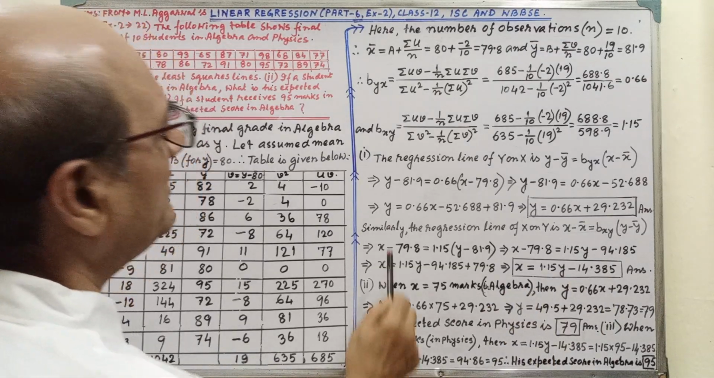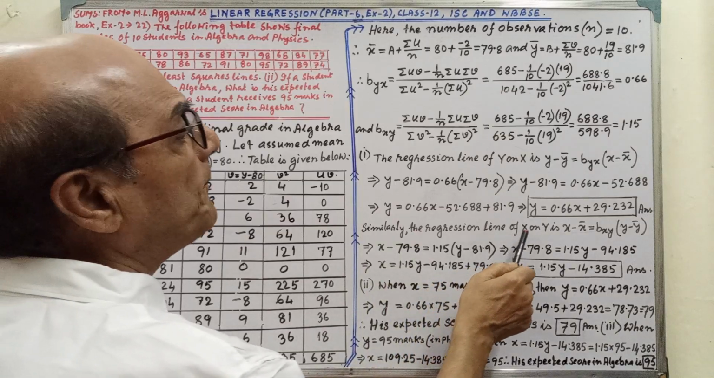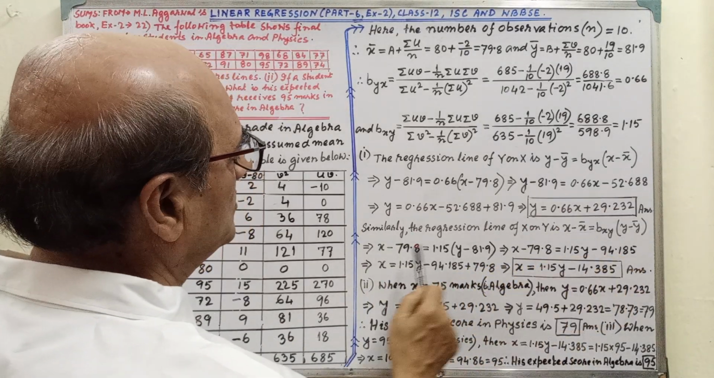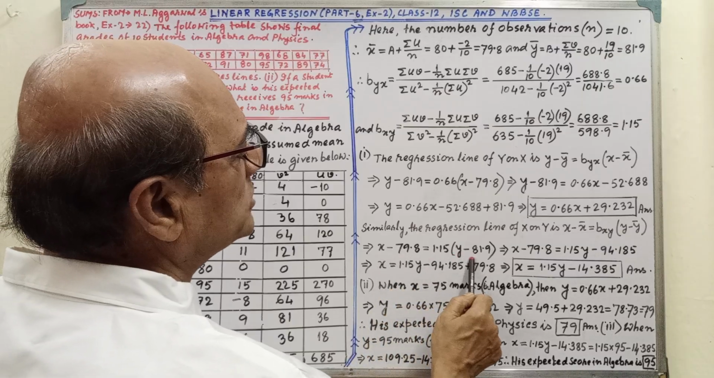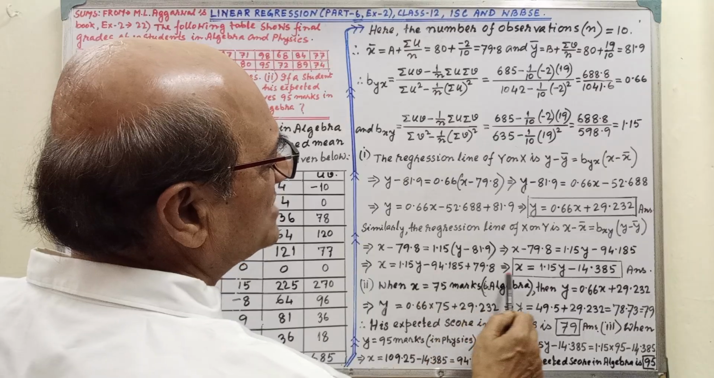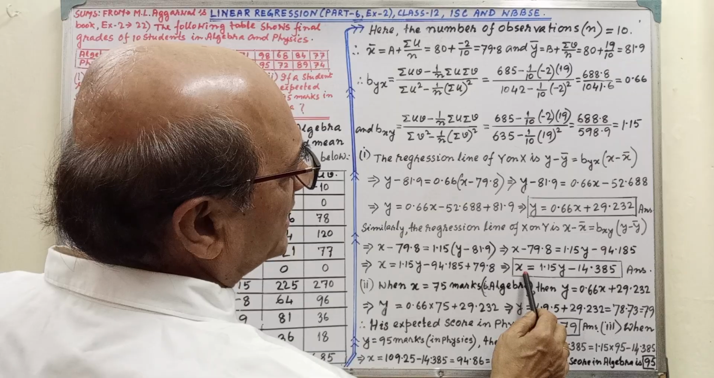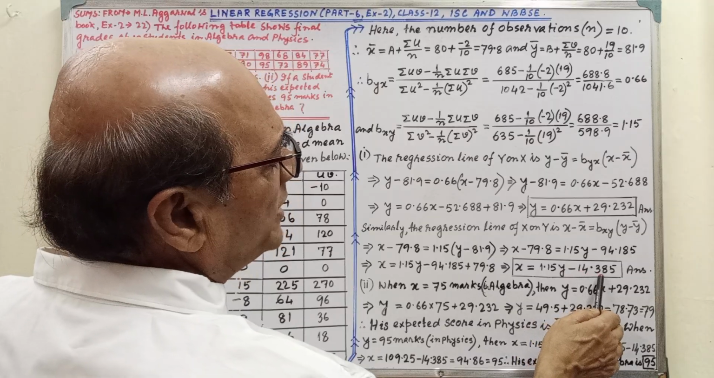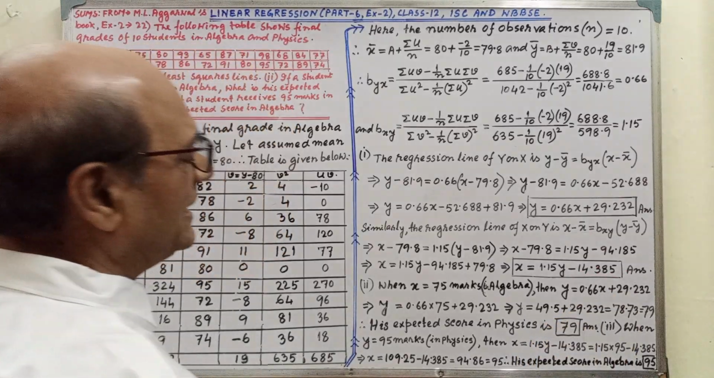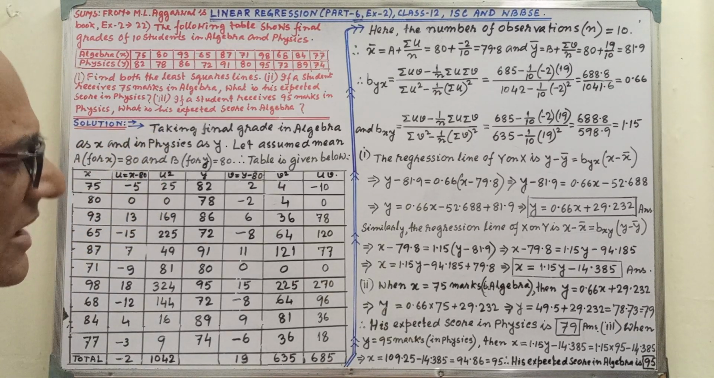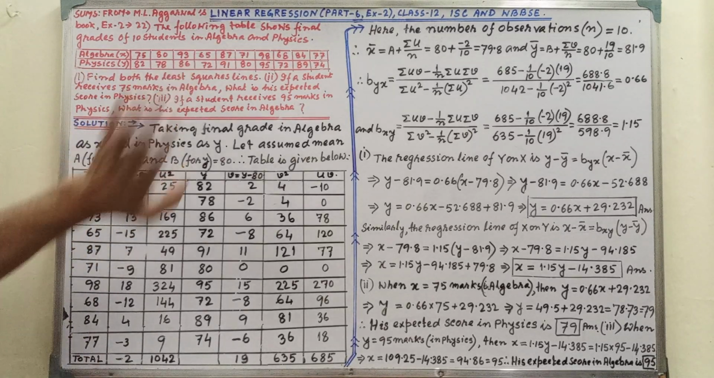And next, similarly, the regression line of x on y. This is the formula. After writing the formula, same way we have to put the relevant values. After putting the relevant values, we have to simplify. By simplifying, we are getting x equal to 1.15y minus 14.385. This is the other line. We have got the 2 lines.